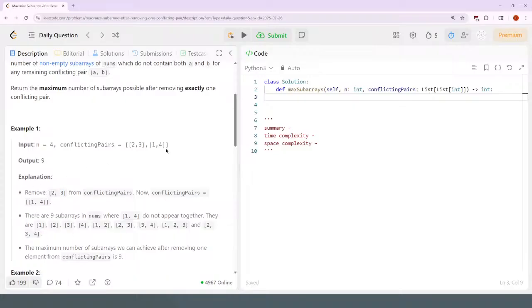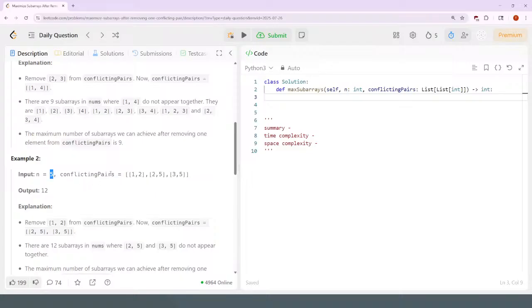If you remove [1, 4] from the conflicting pairs array, then you have [2, 3]. And there's more subarrays that contain 2 and 3 rather than 1 and 4. So, okay.